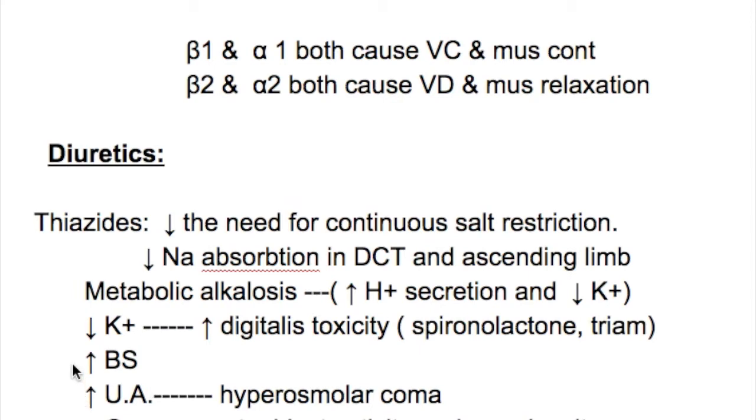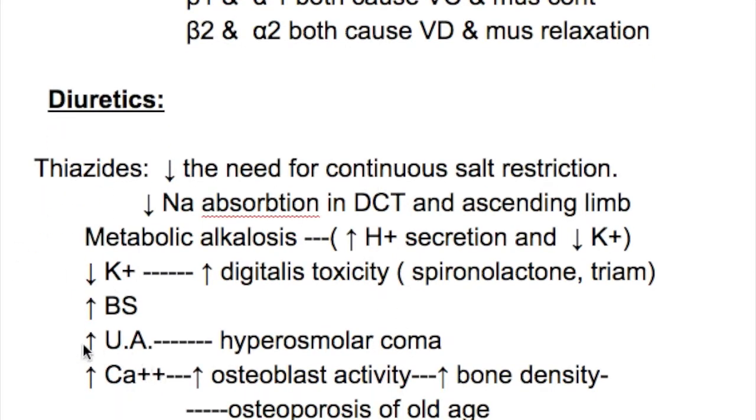The other actions of thiazides are hyperglycemia and hyperuricemia. Hyperuricemia may lead to hyperosmolar coma. Which electrolyte do thiazides increase? Thiazides cause hypercalcemia. So hypercalcemia is beneficial because it increases the osteoblastic activity in the bones, increases the bone density, and this may be beneficial. So thiazide may be used in hypertensive patients who are osteoporotic because of the old age.